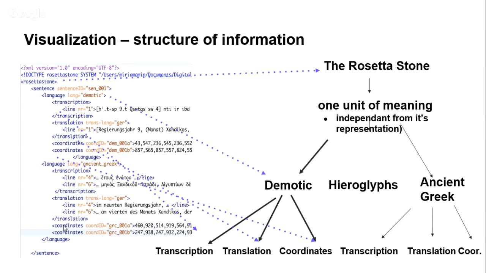Each of these languages also has three child elements. One is the transcription, where we store the actual text that is on the stone in its scientific transcription. A translation: for now, we only have a German translation, but an English translation is planned. And we also store the coordinates. These are the link back to the image, because they show where on the image this actual line can be found. This is how we compose the structure of the document in order to be able to visualize it in a meaningful way.